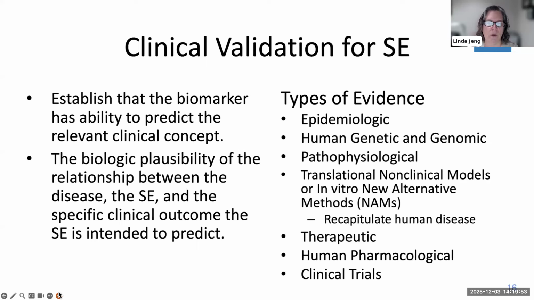The key point when you're looking at the models is that it needs to recapitulate the human disease. So there are challenges when the model only partially recapitulates the human disease, and there are differences. And if the evidence that you're relying upon is solely from the non-clinical models, that can make the interpretation challenging and be a point where there are issues.